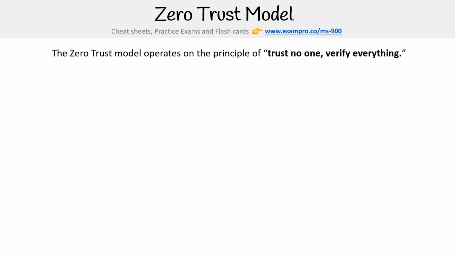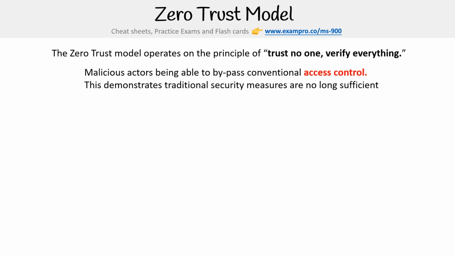So the Zero Trust model operates on the principles of trust no one and verify everything. So nowadays, you can potentially encounter malicious actors and they're able to bypass conventional access controls. This demonstrates that traditional security measures are no longer sufficient. We need to come up with a new way to protect ourselves.